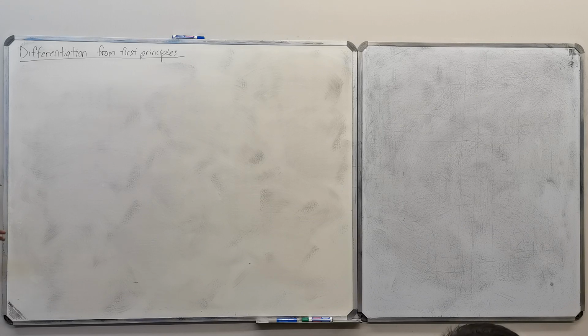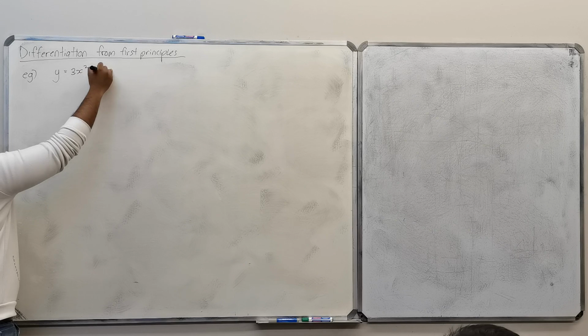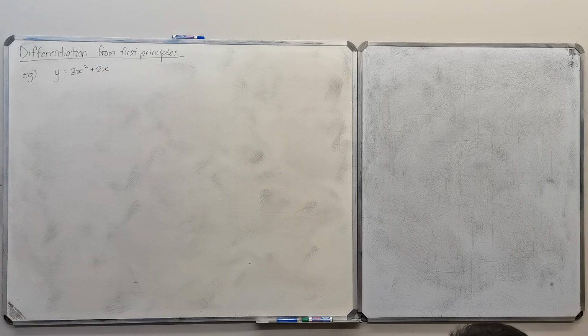Okay, so let's do another example, right? They want the differentiation, calculate the differentiation coefficient of y is equal to 3x squared plus 2x. Right? That's what they want. Now, how do we do it? So you make it in terms of f of x first, because we know we're going to use first principles, right? So, what is your independent variable?